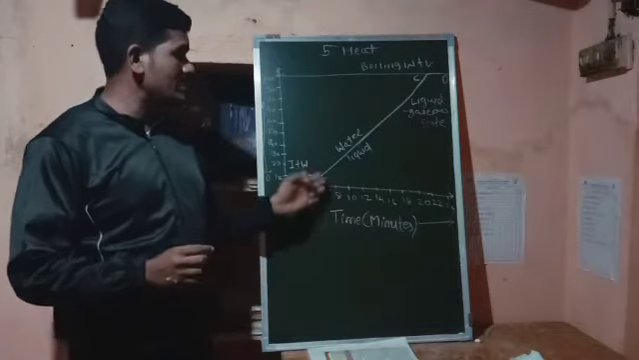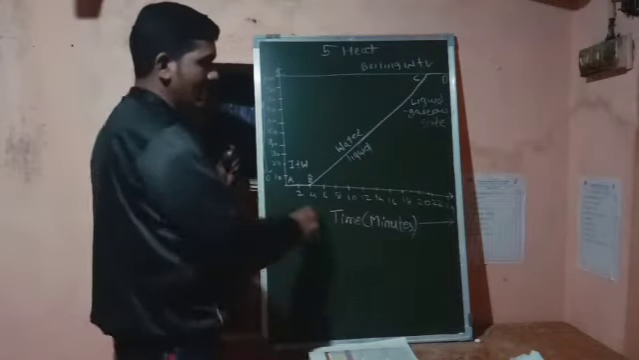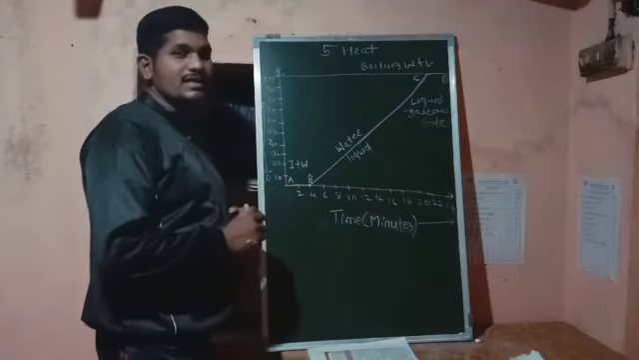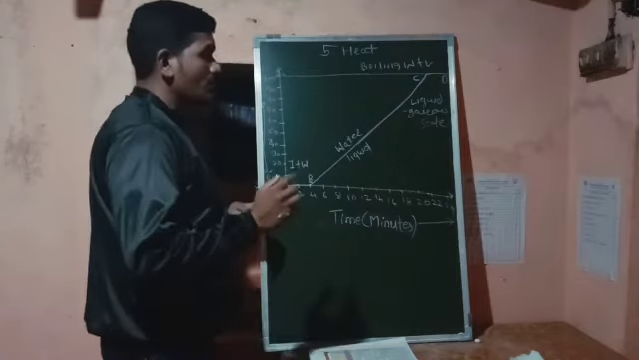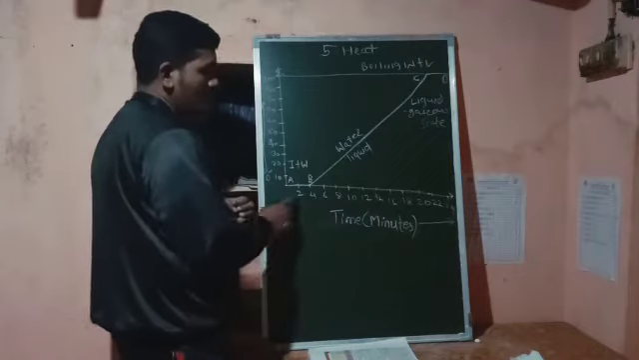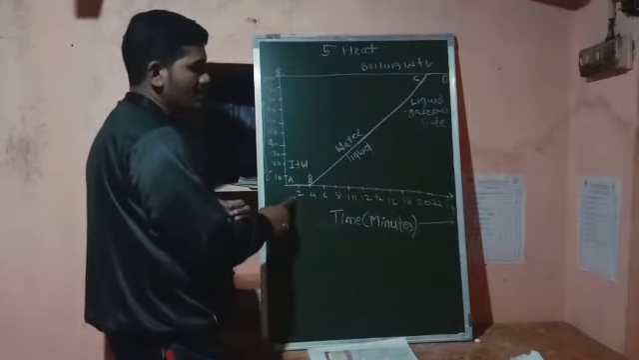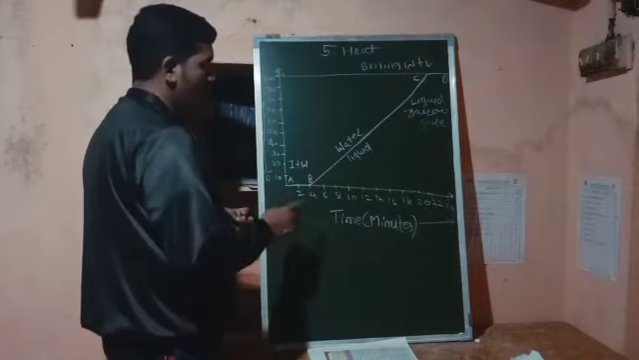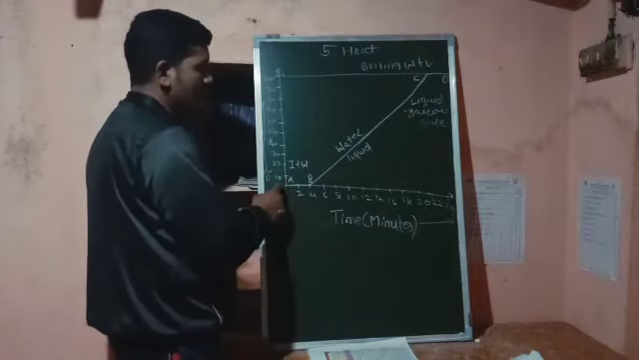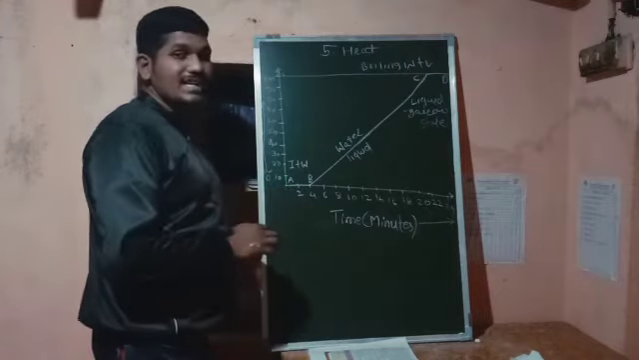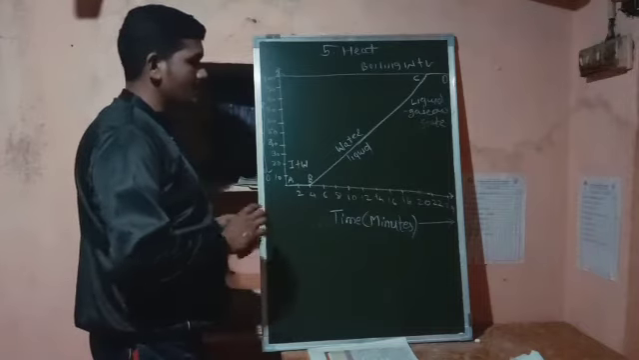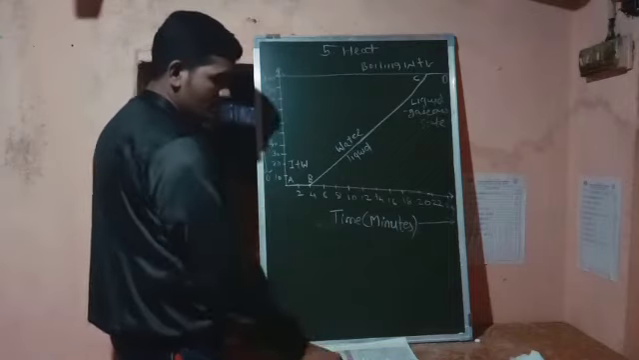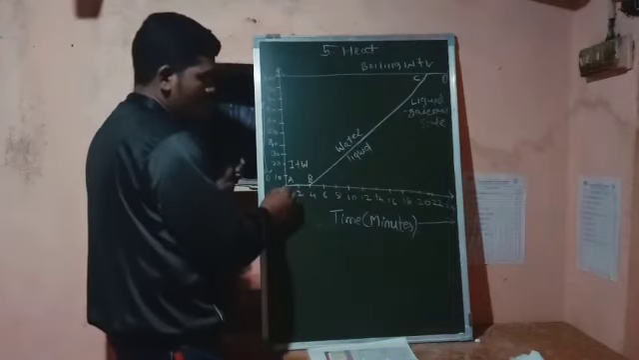There is an x-axis and a y-axis. On the x-axis there is time, on the y-axis there is temperature in degree Celsius. The units we have taken: 1 centimeter is equal to 2 minutes on the x-axis, while on the y-axis 1 centimeter is equal to 10 units. Now we can see here, this is the zero point.